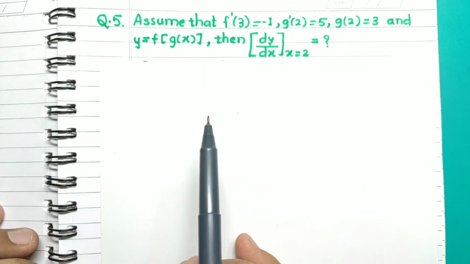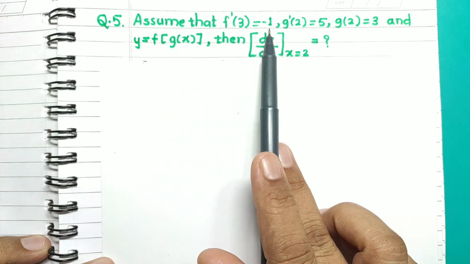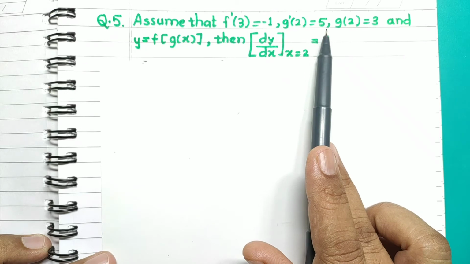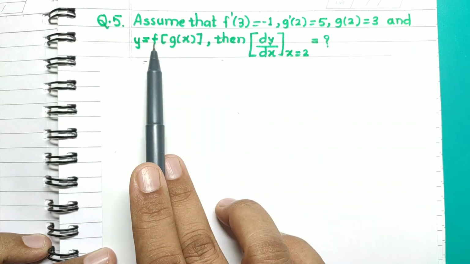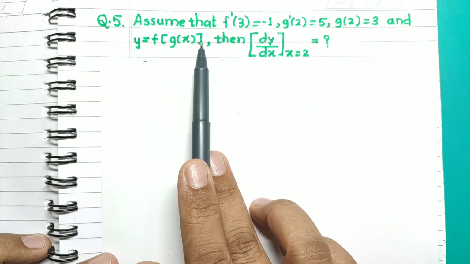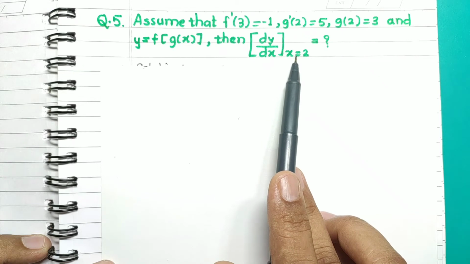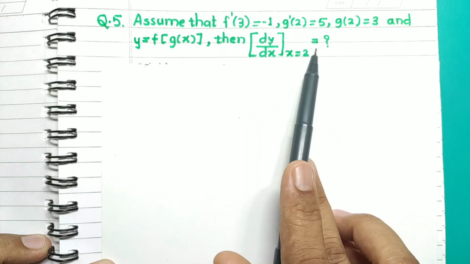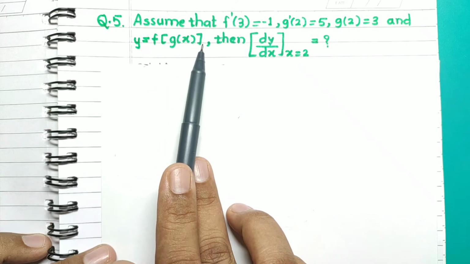Then next, fifth question. Assume that f dash of 3 is equal to minus 1, g dash of 2 is equal to 5, g of 2 is equal to 3, and y is equal to f of g of x. Then we have to find out dy by dx at x is equal to 2. Okay, so here we are given this function y is equal to f of g of x.